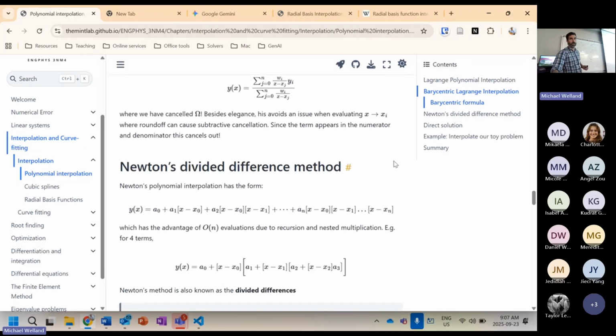Any questions on Lagrange polynomials? Typically, we're only ever going to deal with degree 1 or 2. That's all we're actually going to use moving forward.